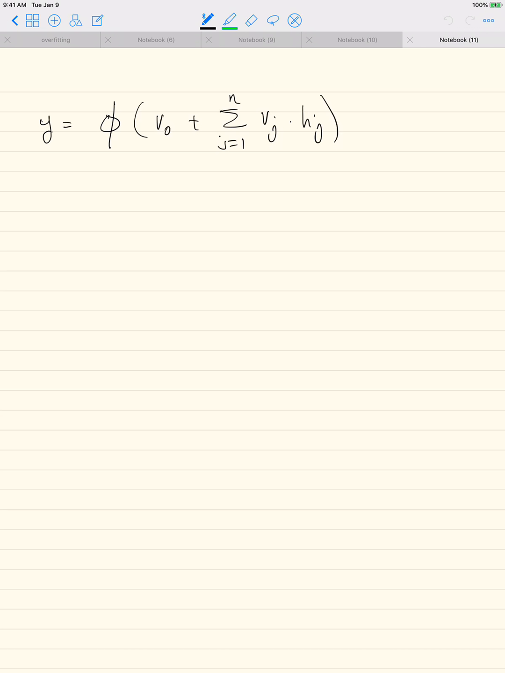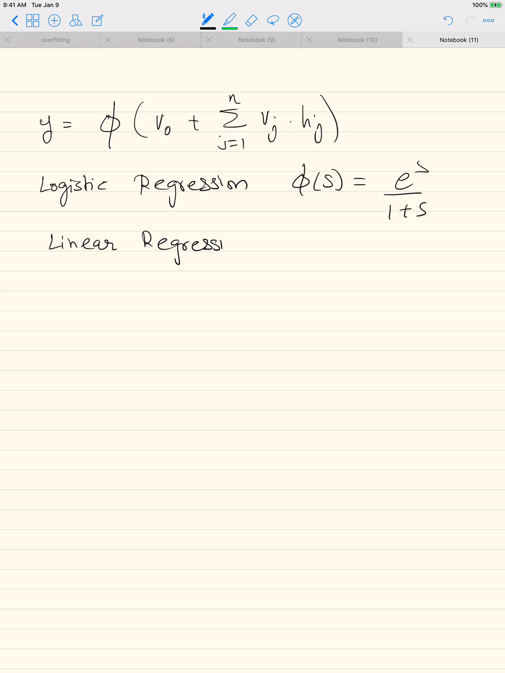Now the choice of phi depends on the application. If it is logistic regression, phi will be the sigmoid function. In linear regression, phi will be just a linear function, and so on. Okay, so the choice of phi will depend on the application, and we will not explicitly specify it.